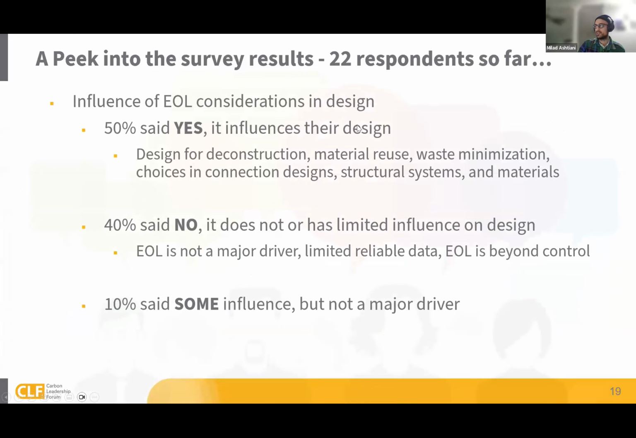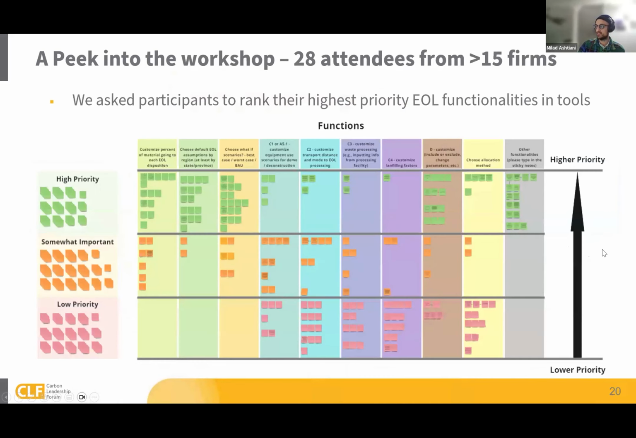And another question in the survey, for which we got 22 responses, was: does end-of-life consideration affect your design? And nearly half of them said yes, it influences their design. And the other half were on the no-to-some-influence spectrum. They were blaming end of life not being a major driver of emissions, which is partly true. And limited reliable data was also mentioned a lot. So they were like, the end-of-life modeling within those tools is not accurate enough for us to influence design decisions.